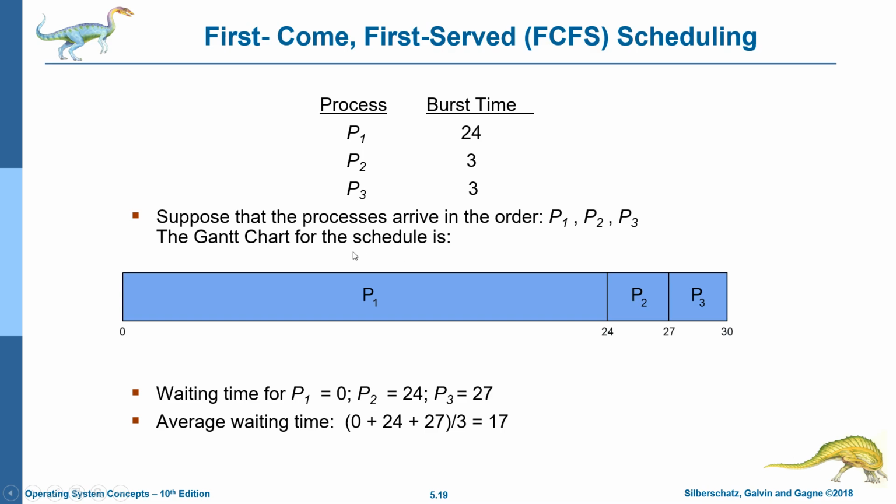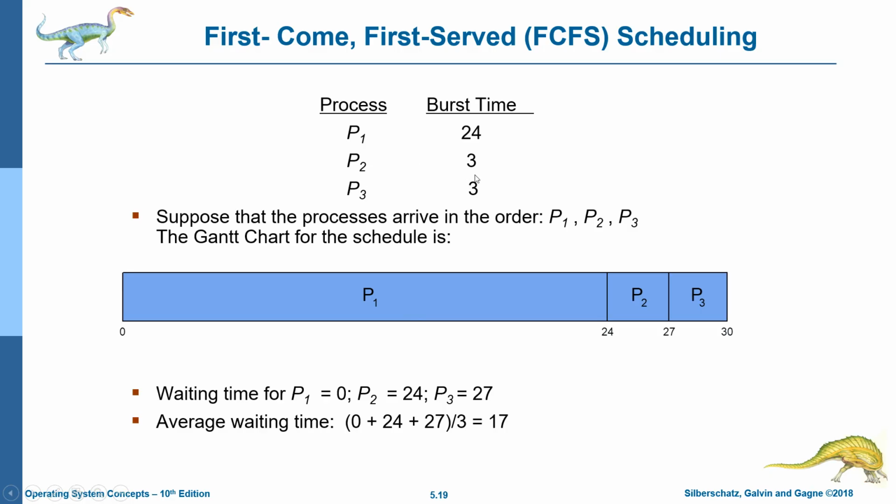So how will we draw this Gantt chart? As the three processes arrive at the same time, that is arrival time 0, P1 comes first, so the CPU will be allocated to P1. Whenever P1 completes its execution, the CPU will be allocated to P2, and whenever P2 completes its execution, the CPU will be allocated to P3. The total burst time of P1 is 24 milliseconds, so the CPU will be allocated to P1, and P1 will complete its execution at 24.